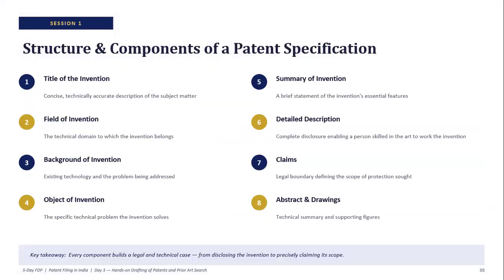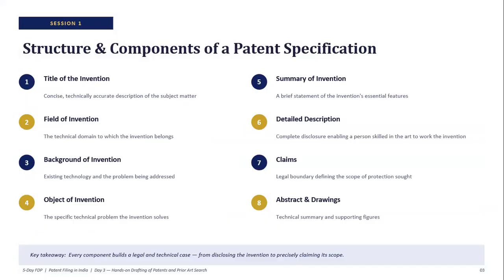Now we will directly get into module 1, structure and components of your patent specification. Let us begin with the first module. Your patent specification is not simply a technical description of an invention. It is a carefully structured document that establishes both technical disclosure and the legal scope of protection.